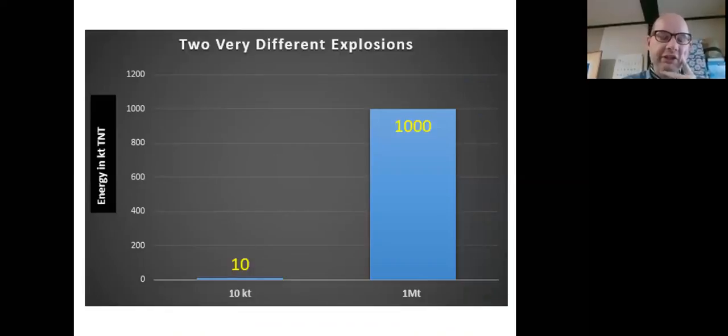So that shows you the effect of what's called the Mach stem. This is the combination of the incident wave, so that's the first wave that comes out, and then the reflected wave combining, producing a very strong shock wave.